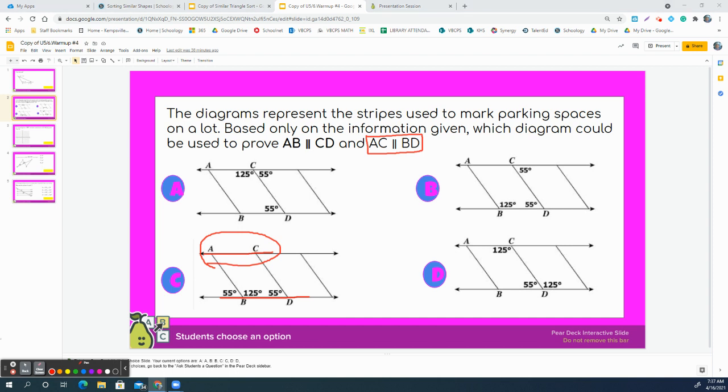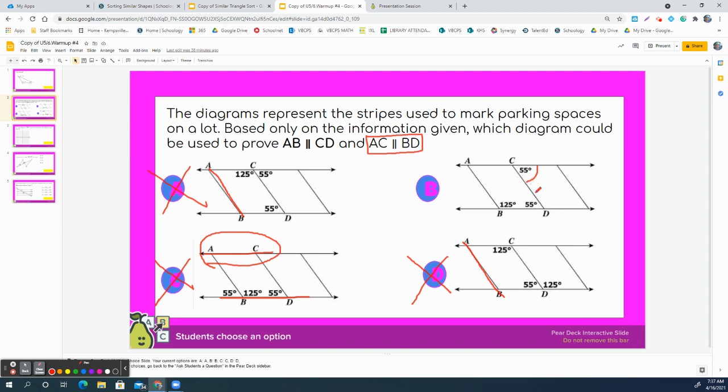I gotta move some stuff around so I can see my chat. There we go. Yeah. So if there's no numbers on AC, this one can't work. Similarly, if there's no numbers on AB, this one can't work. That's the first thing you should look at. If there's no information on one of those line segments, then you can't prove it.